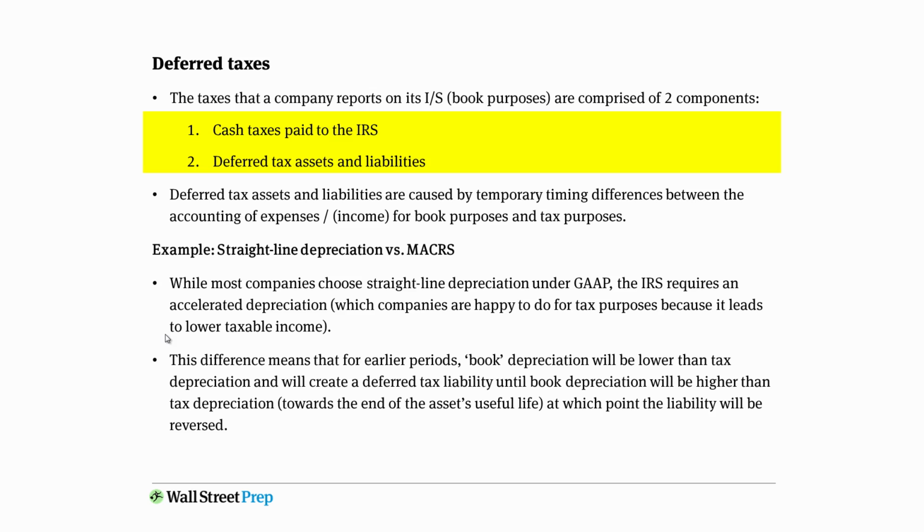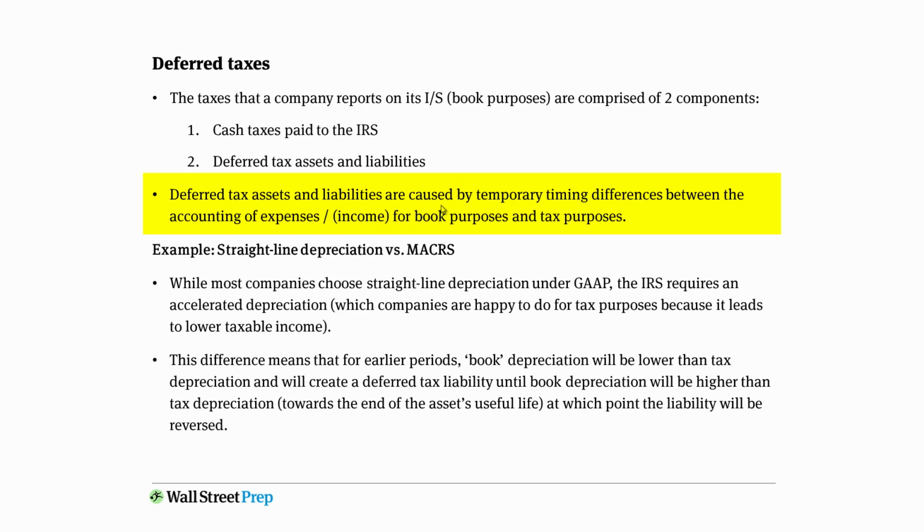So the taxes that a company reports on its income statement for book purposes, in accordance with the book rules, are comprised of two components. The total expense that you see is one line item on the income statement, but really that one line item is comprised of two things. The cash taxes paid to the IRS, or the current liability, or the current tax payable. And then the second component is the deferred tax assets and liabilities that are likely created during that period. Deferred tax assets and liabilities are caused by temporary timing differences between the accounting of expenses and income for book purposes and the accounting for expenses and income for tax purposes.